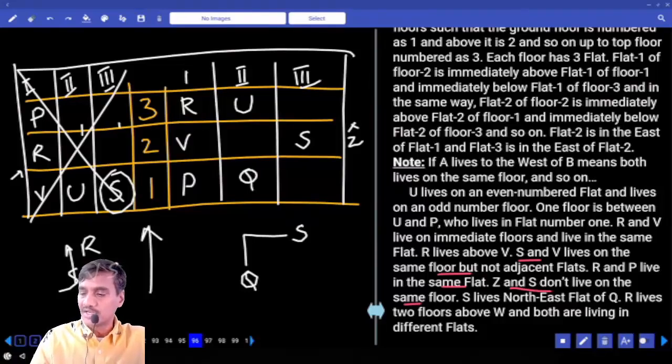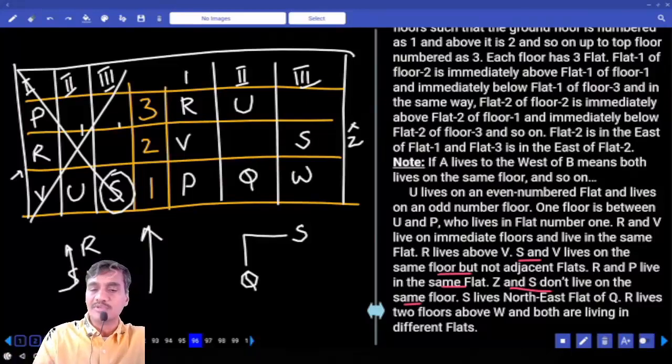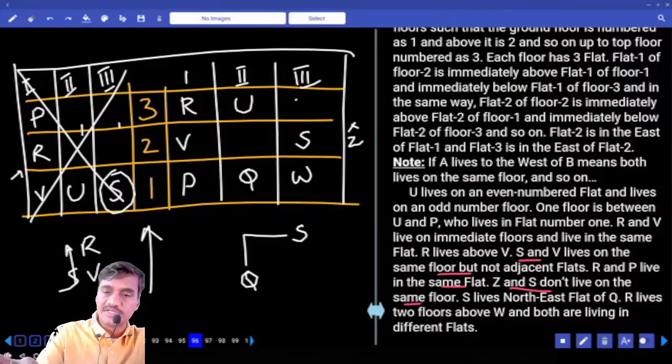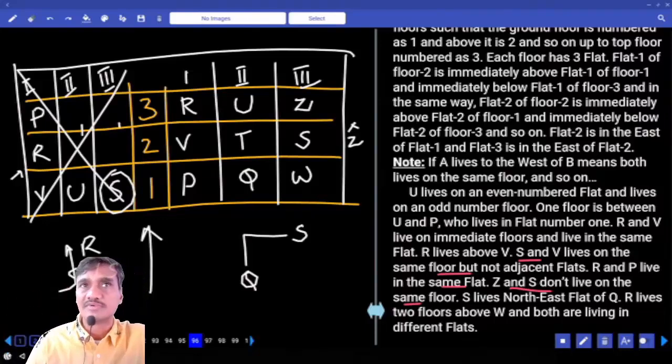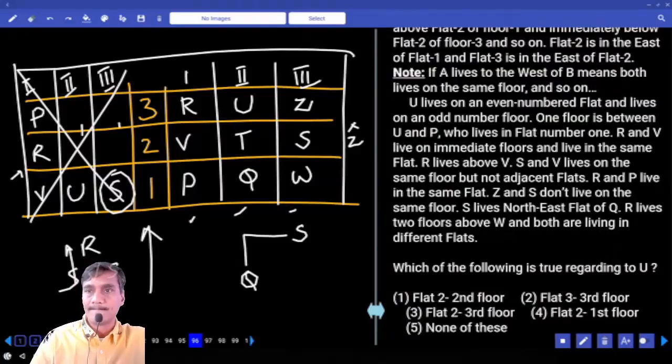And next one, R lives 2 floors above W. R is 2 floors above W. W is here. Now W is here, Z is here. Now Z is here. Who is the person left out? T is the person left out. Is that fine? Done?